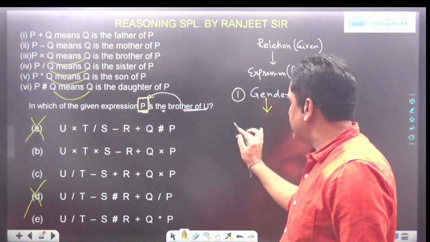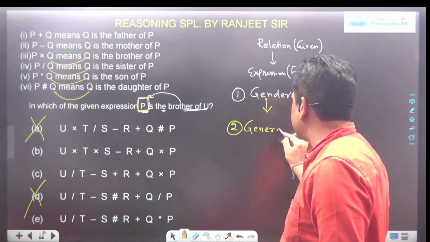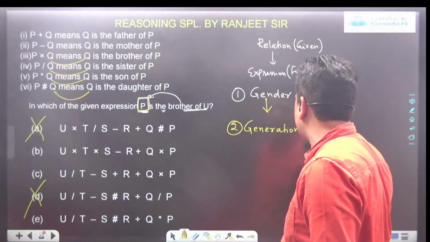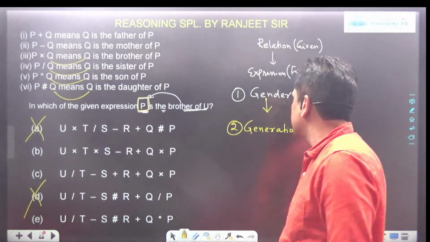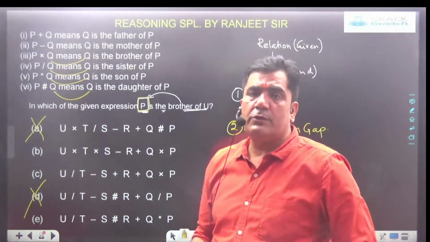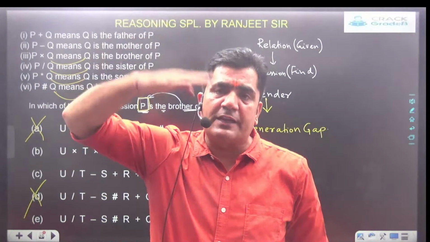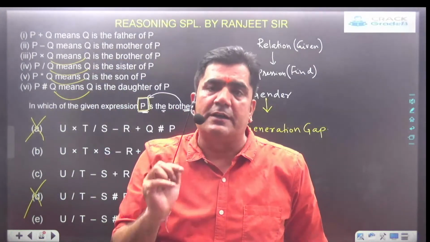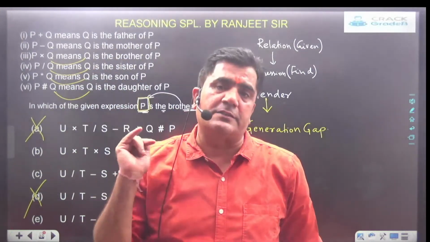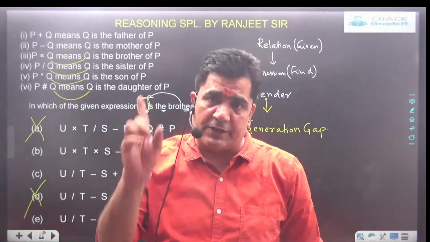So after this, my second step will be generation gap. Now, how to use this generation gap? If any person is above me, any person having generation above me, I am going to use plus. After me will be minus. Detailed discussion about this I have already covered in my first class, generation gap.